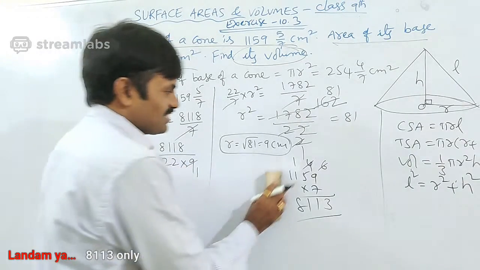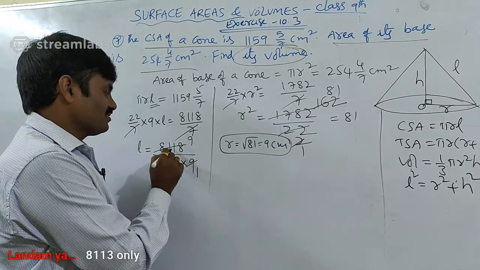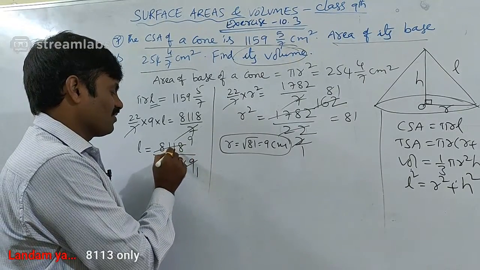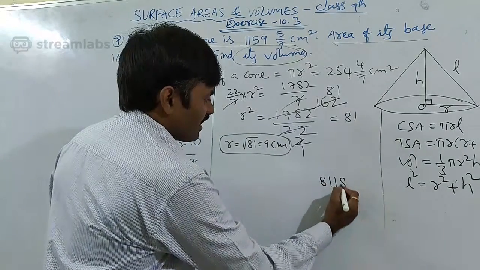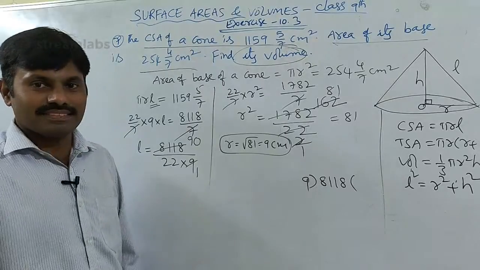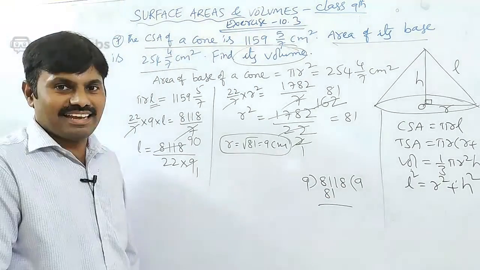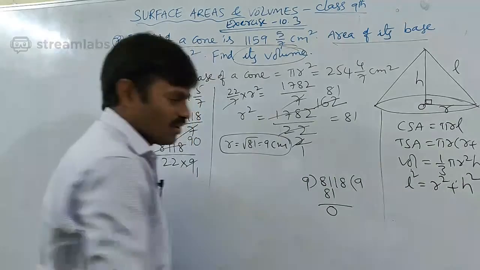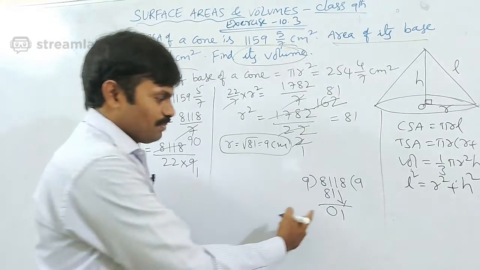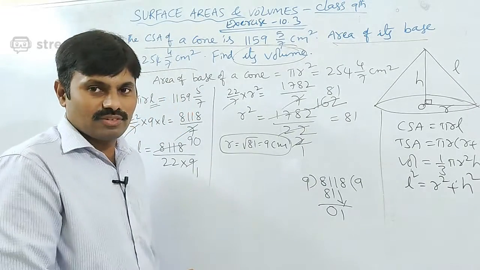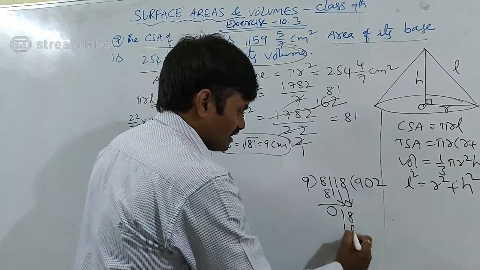I am arranging the rough work. 9 1 is 9, 9 9 is 81. So the remainder is 0 here. I am dividing 8118 by the 9th table. 9 9 is 81. After subtraction we are getting 0. So bring down 1. Is it possible to divide 1 by 9? No, so take 0 times. Bring down the next digit.